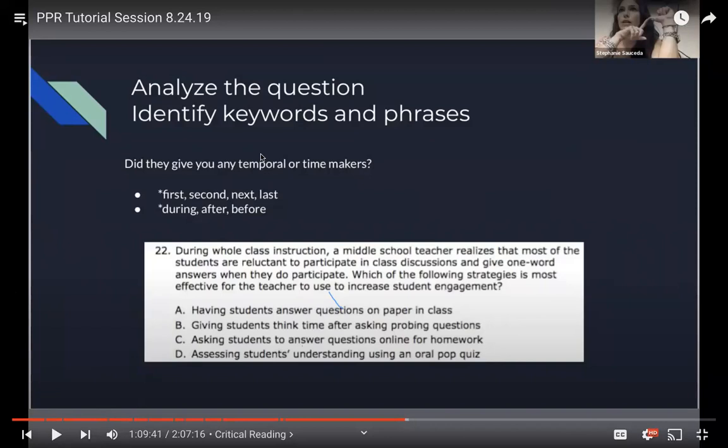The trick to getting it right is paying attention to the details. The devil is in the details. So what is the goal of the teacher in this scenario? I always ask myself as I'm reading a scenario, try to ascertain the goal. What is the goal in this scenario?